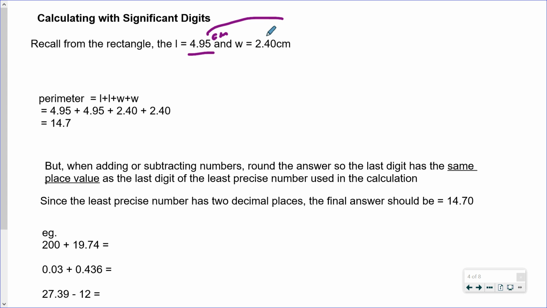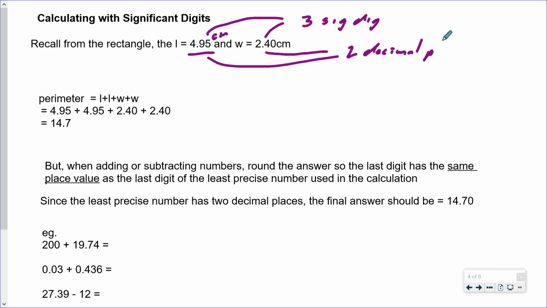So notice that each of these, for starters, they have 3 significant digits, and they both are to the same degree of accuracy, which is 2 decimal places. And I'll write that down as well, because that's what's going to be kind of important for adding and subtracting, is the degree of precision in the answer. Both of these, their degree of precision is to 2 decimal places, or the 100th position.